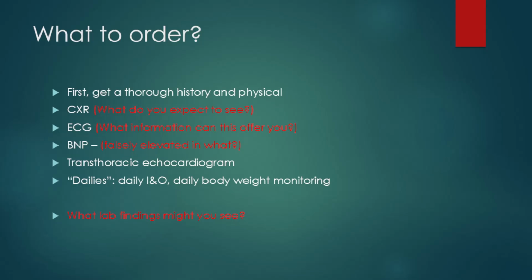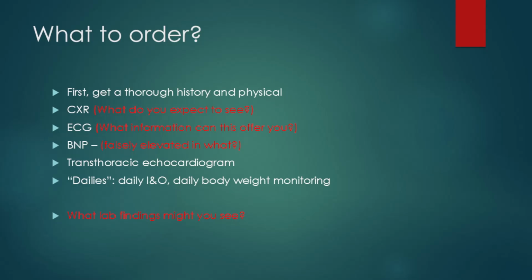So an EKG can provide you information such as ischemia, left ventricular aneurysm, if they have abnormal P waves due to dilated left atrium, conduction delays. So this can give you a lot of information, but especially in the case of MI and left ventricular aneurysm. Okay, BNP. Now we know this. We know BNP is elevated, but what can it be falsely elevated in?